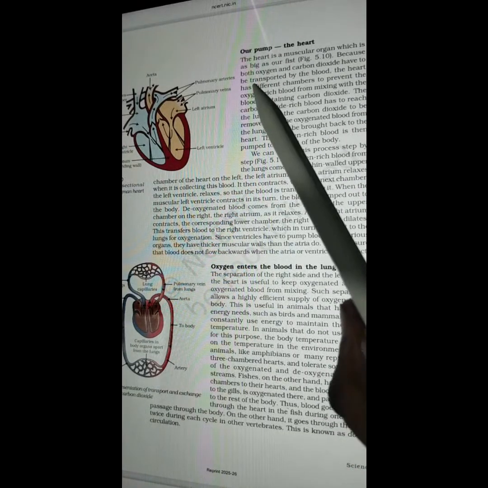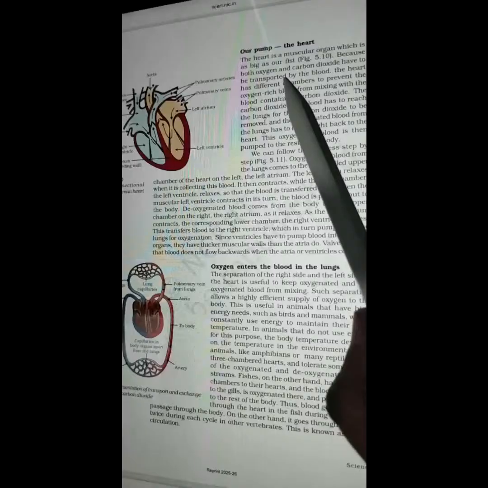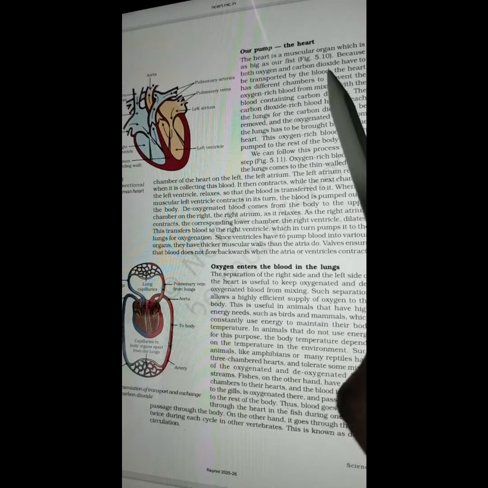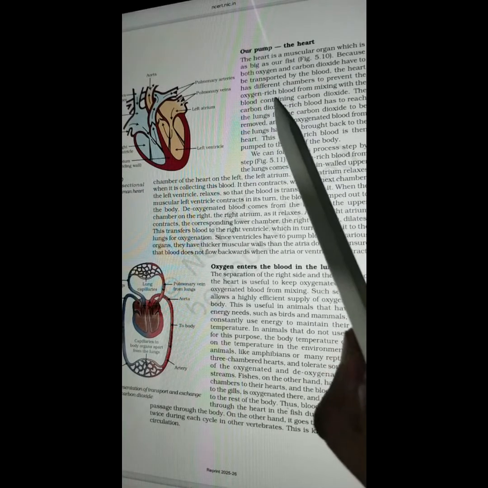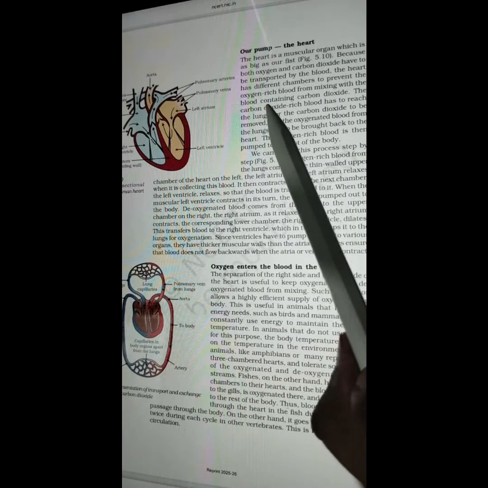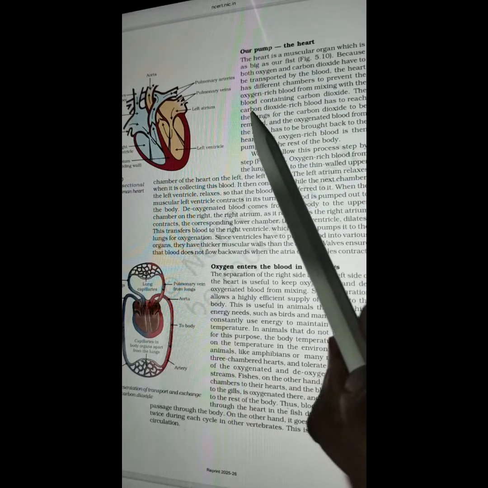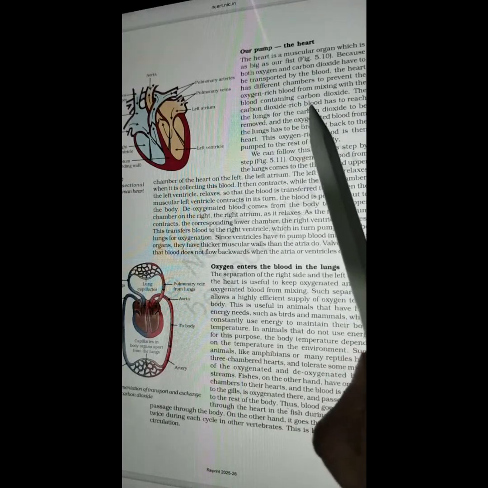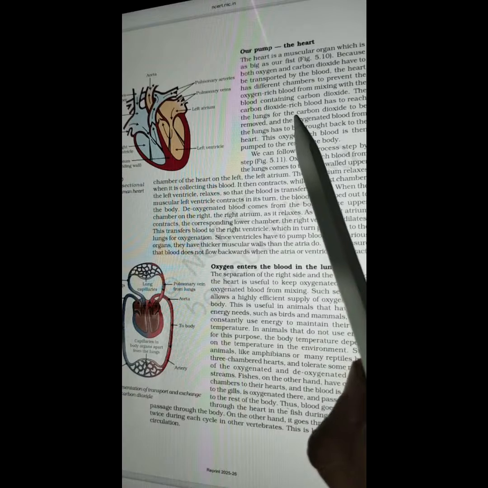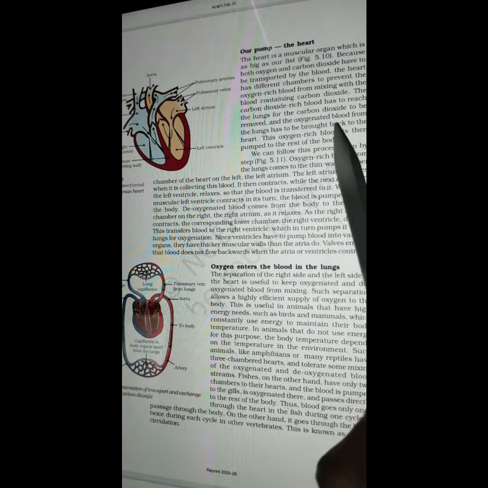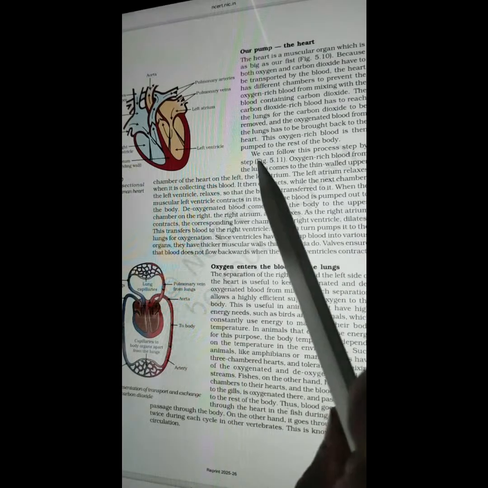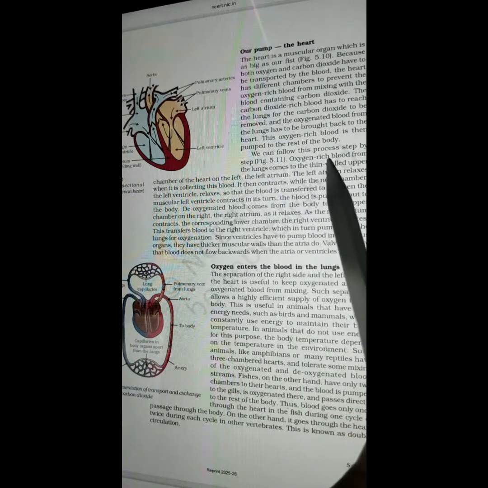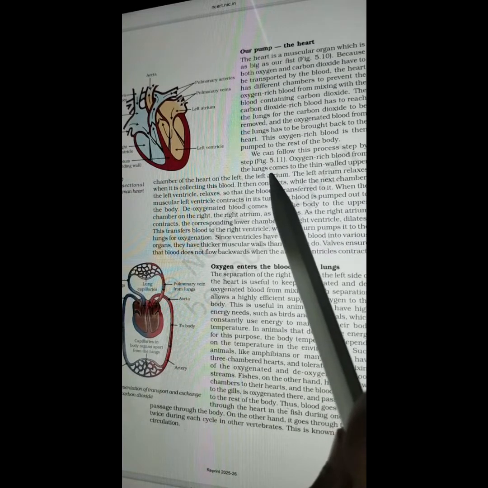Our pump, the heart. The heart is a muscular organ which is as big as our fist, figure 5.10, because both oxygen and carbon dioxide have to be transported by the blood. The heart has different chambers to prevent the oxygen rich blood from mixing with the blood containing carbon dioxide. The carbon dioxide rich blood has to reach the lungs for the carbon dioxide to be removed, and the oxygenated blood from the lungs has to be brought back to the heart. This oxygen rich blood is then pumped to the rest of the body. We can follow this process step by step as seen in figure 5.11.